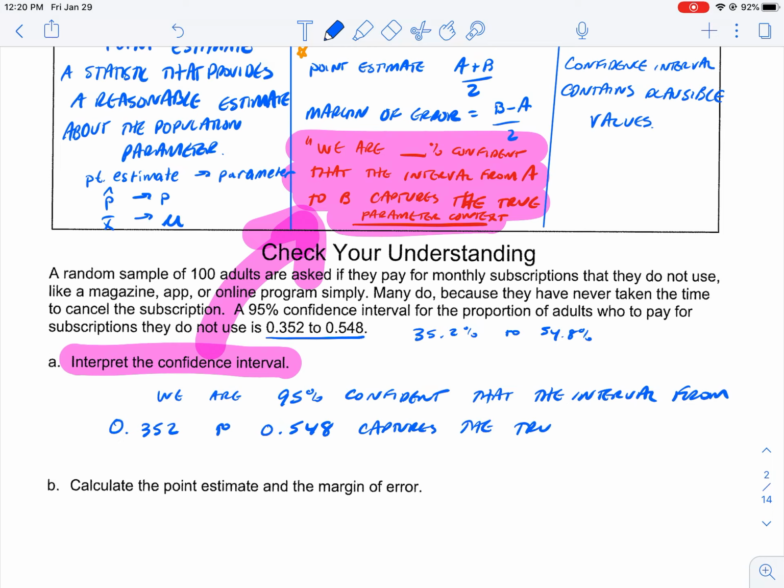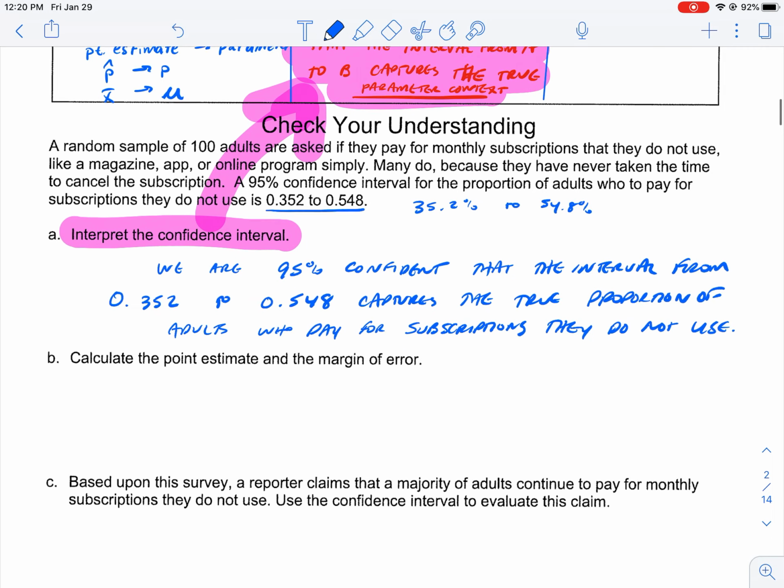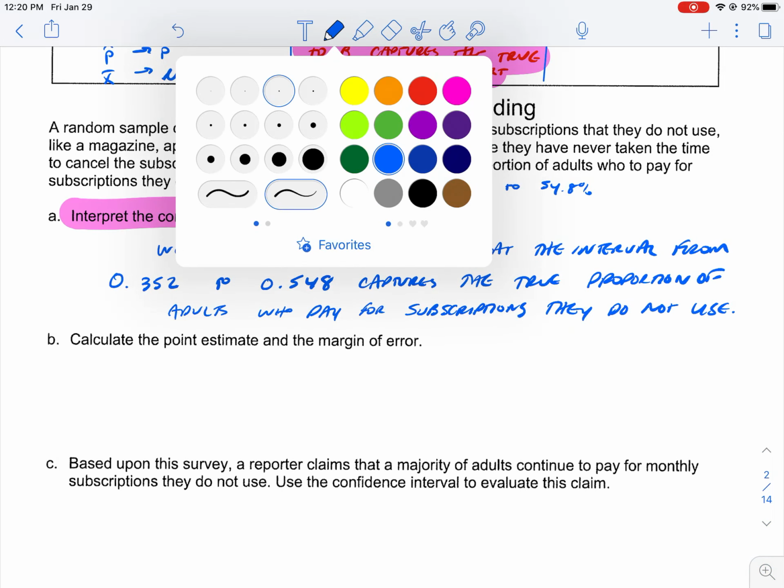captures the true proportion of, and this is where that context comes in, right? True proportion of adults who pay for subscriptions they do not use. Okay, so is it definitely in there? No, but we're 95% confident that it is.